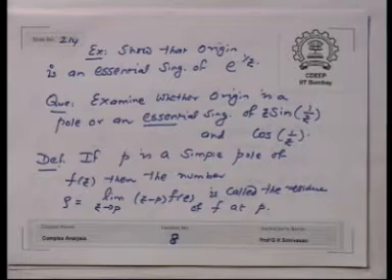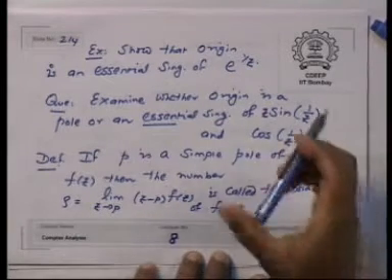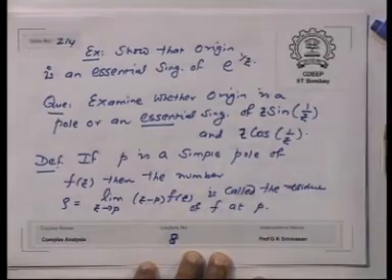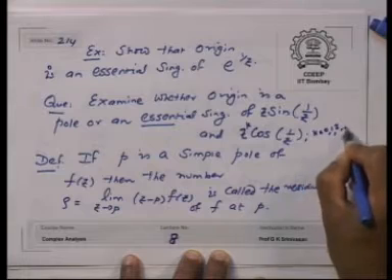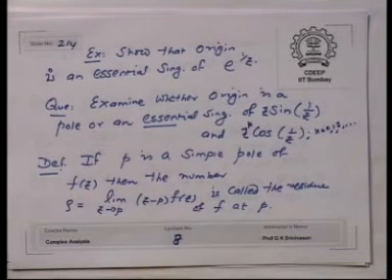So, examine whether the origin is a pole or an essential singularity of z sin 1 over z and z cos 1 over z. Or you can take z to the power k cos 1 over z, k equal to 0, 1, 2, etc. Clear? What is the removable singularity? The limit must exist. So, z sin 1 over z, the limit does not exist as z tends to 0, and so the origin is not a removable singularity.